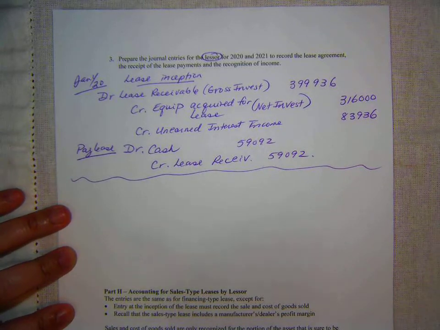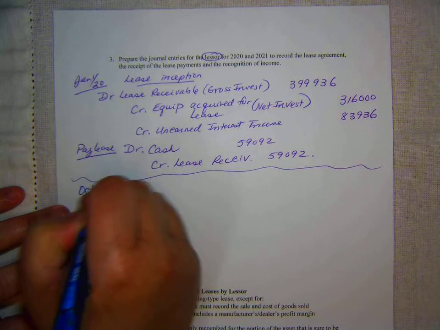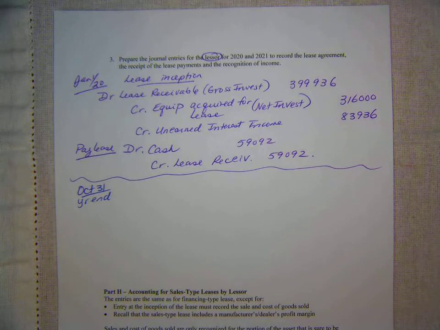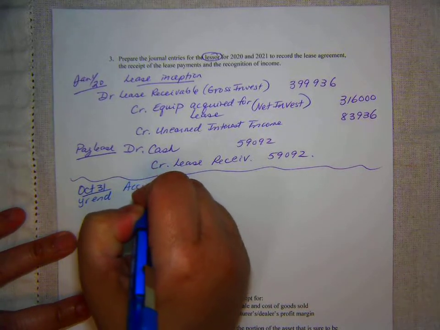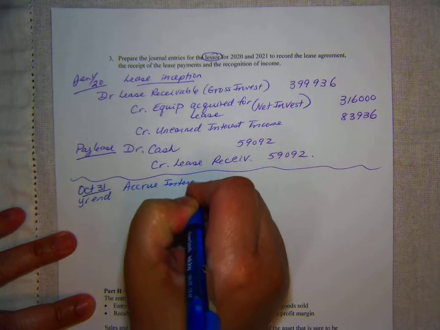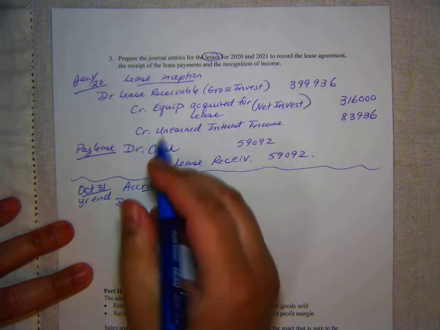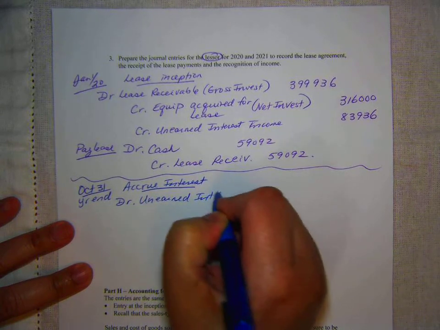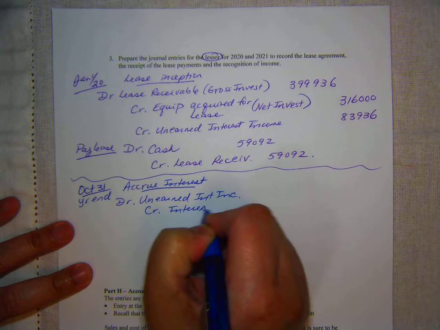Now we get to year end. October 31st is our year end, and it's smack in the middle of our year. So we're going to have to accrue some interest. So we debit the unearned interest income and credit interest income.